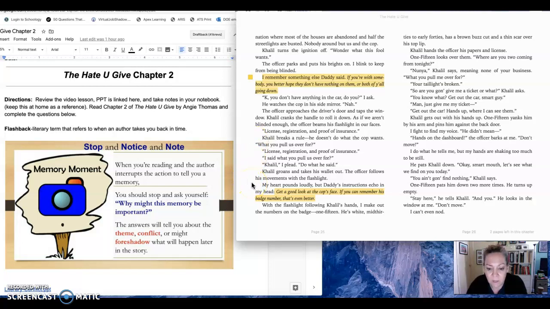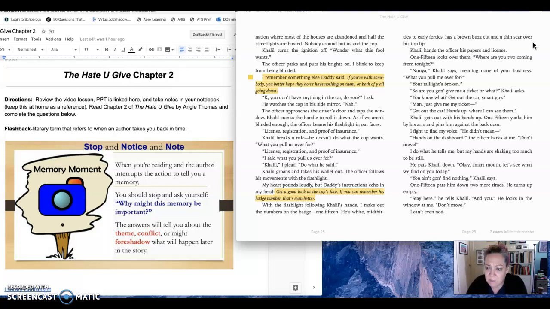My heart pounds loudly, but Daddy's instructions echo in my head. Get a good look at the cop's face. If you can remember his badge number, that's even better. With the flashlight following Khalil's hands, I make out the numbers on the badge. 115. He's white, mid-30s to early 40s, has a brown buzz cut and a thin scar over his top lip. Khalil hands the officer his papers and license. 115 looks them over. Where are you two coming from tonight?